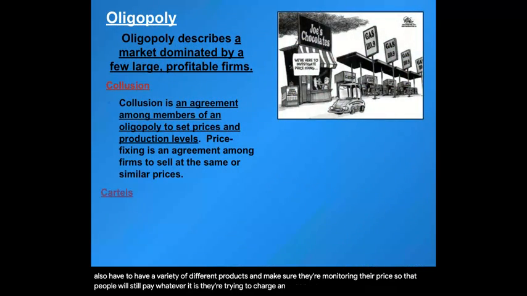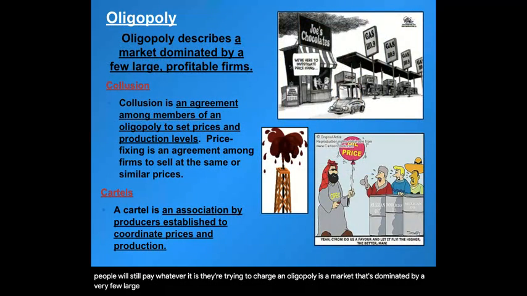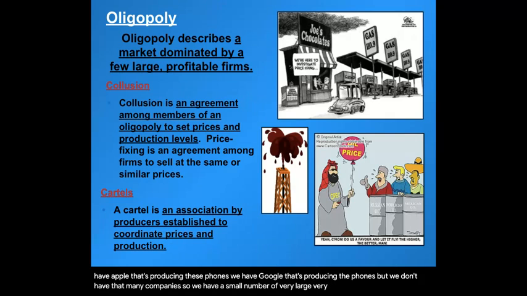An oligopoly is a market that's dominated by a very few large, profitable firms. We can think about this like the phone market. Of course we know we have Apple producing phones, we have Google producing phones, but we don't have that many companies. So we have a small number of very large, very profitable firms that make these things. Same with things like oil. We only have a few companies that sell oil and they can charge pretty much what they want for it because people have to buy it. They will keep buying it no matter what the price is.